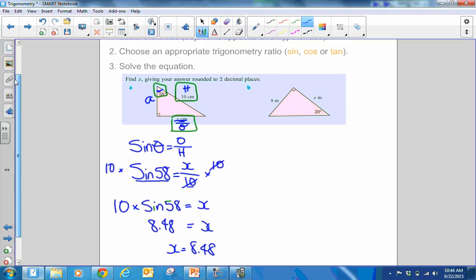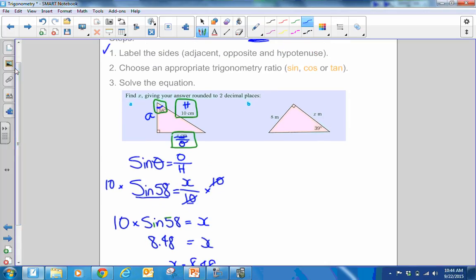So first thing I need to do is label the sides. The side opposite to the right angle is the hypotenuse. I'm touching this angle, so I'm touching the hypotenuse and the adjacent, and the opposite to that angle is the opposite side. Now I need to check which ones I'm going to use. What am I given? An angle, the adjacent, and the opposite.